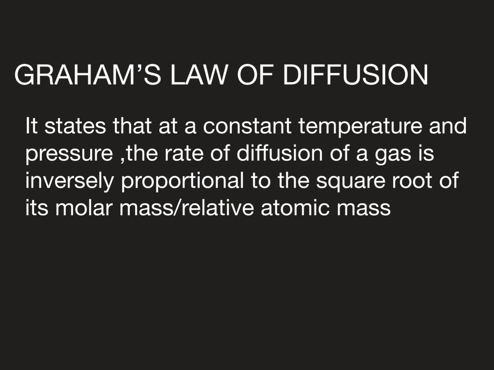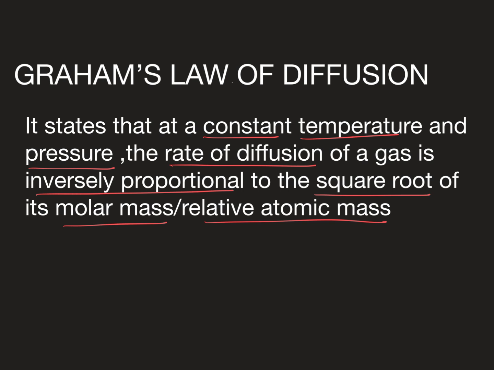Graham's law of diffusion states that at a constant temperature and pressure, the rate of diffusion of a gas is inversely proportional to the square root of its molar mass or its relative atomic mass. That is Graham's law of diffusion. So from the law, it states that the rate of diffusion of a gas is inversely proportional to the square root of its molar mass or its relative atomic mass.